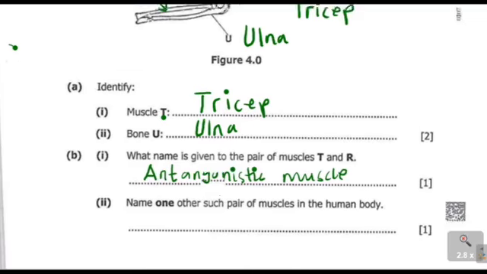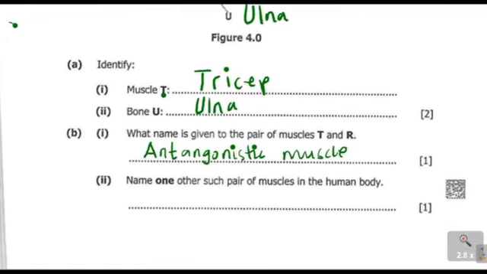Then we come to question B2. So question B2 reads, name one other such pair of muscles in the human body. So they want us to find the other such pairs of muscles in the human body that work in opposite direction or that are called antagonistic muscles as well.